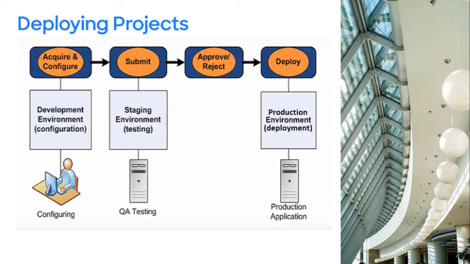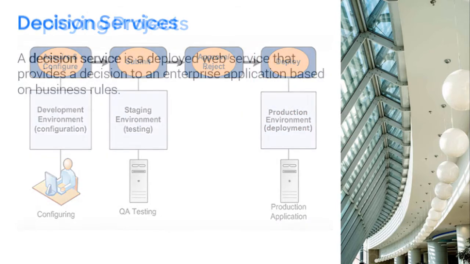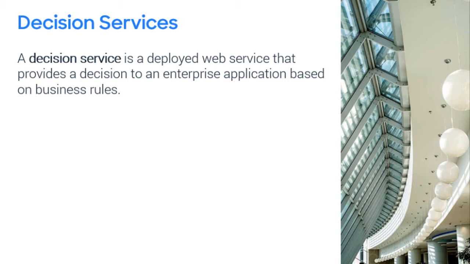After the decision logic has been completed, one or more projects can be submitted to the staging environment for testing and approval. After approval, the projects are deployed to the production environment as decision services. A decision service is a deployed web service that provides a decision to an enterprise application based on business rules.